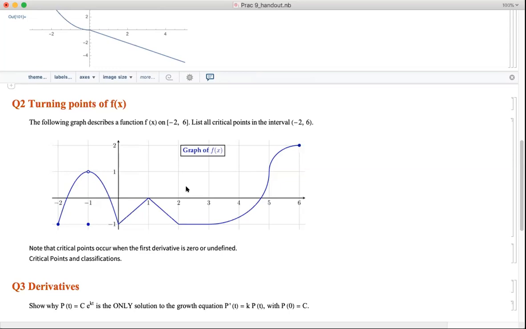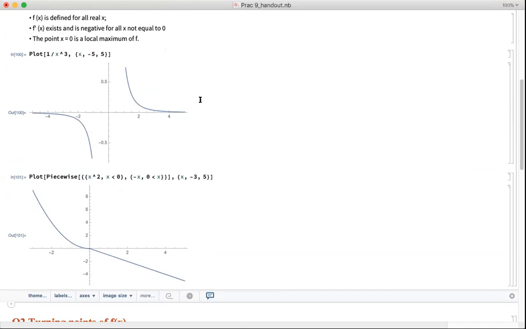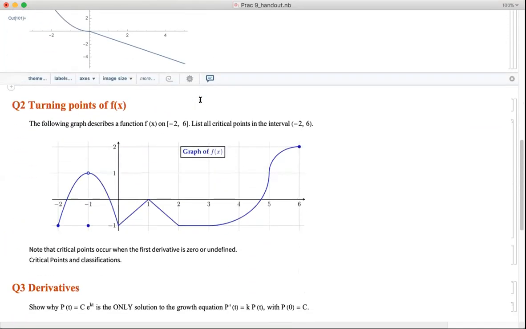The following graph describes a function f on the interval -2 to 6. List all critical points in the interval -2 to 6. Okay, can you give me all the critical points? Maybe I'll give you 1 or 2 minutes.